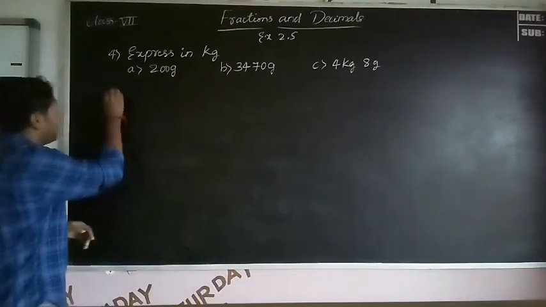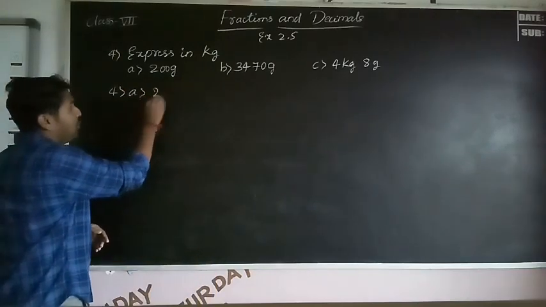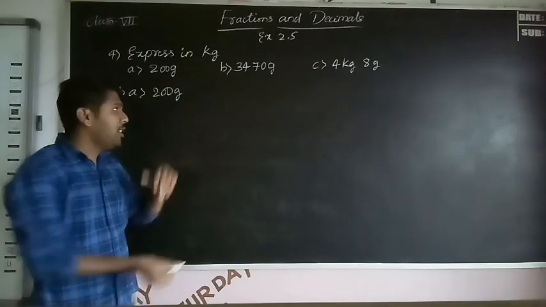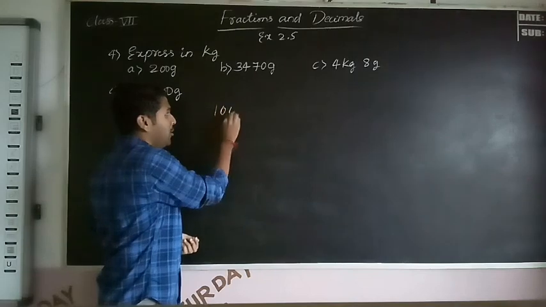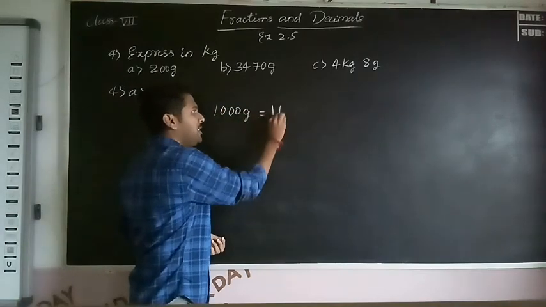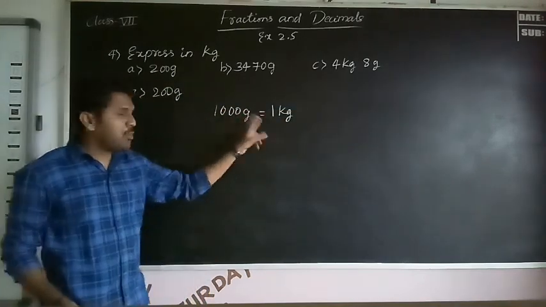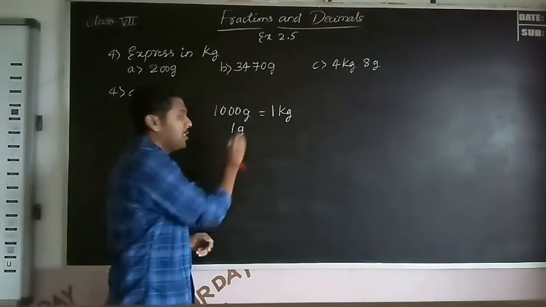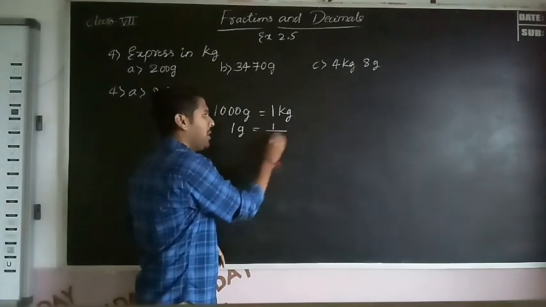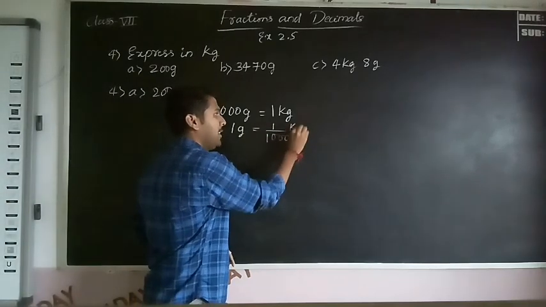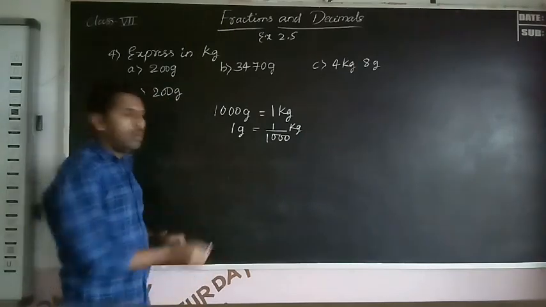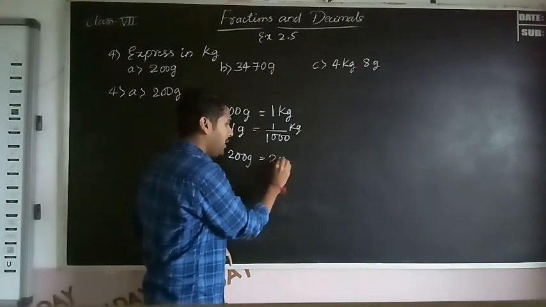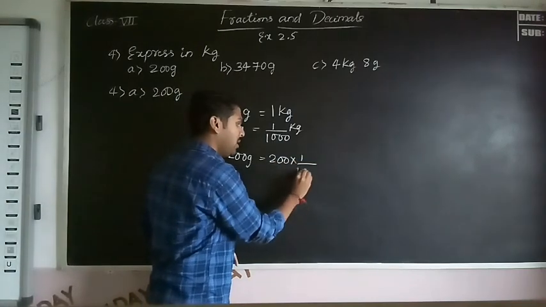Okay, so how to solve this one first? Take the first one, 200 gram. So how to convert gram to kg? You already know that 1000 gram equals 1 kg. For the first method, 1 gram equals 1 by 1000 kg. For 200 gram, just cross multiplication: 200 into 1 by 1000.